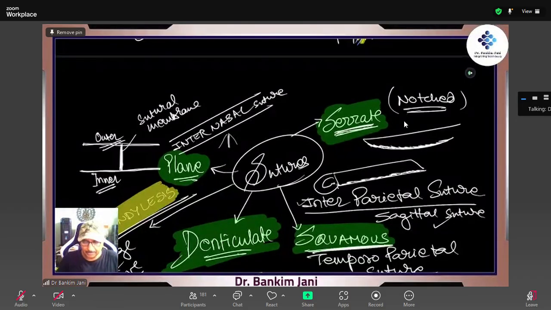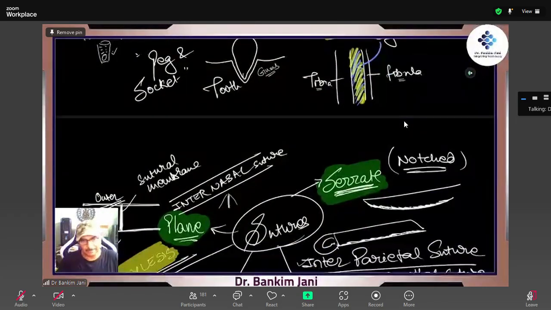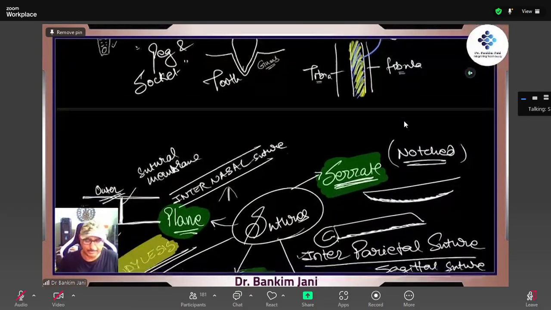Yeah. It is between radius and ulna, and between tibia and fibula. That's right. Radio-ulnar. It is also called the radio-ulnar ligament. Simple. Interosseous. Okay.